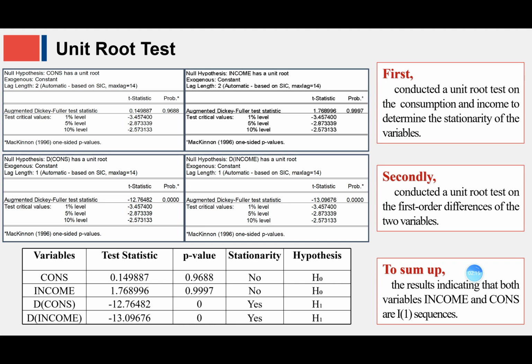I do the same test on income. From the figure, I find that the t-statistic is 1.768996, and the p-value is 0.9997, so we also cannot reject the non-stationary hypothesis. Therefore, the two variables need to be differenced to test their stationarity.